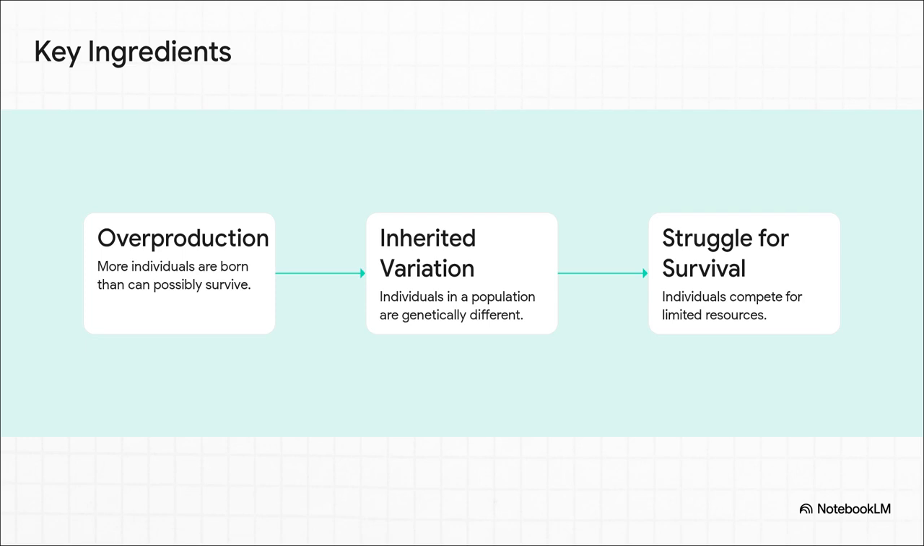There are three. First, you need overproduction. Pretty much every species, from bacteria to bunnies, makes way more offspring than could ever possibly survive. Second, you need inherited variation. Just look around you. No two individuals are exactly alike, right? That's thanks to our genes. And third, you get the struggle for survival. Because there's not enough food or space or resources for everyone, life is a constant competition.